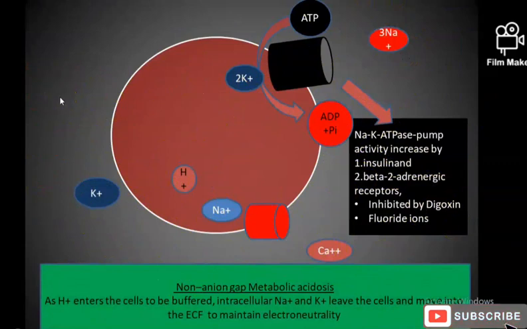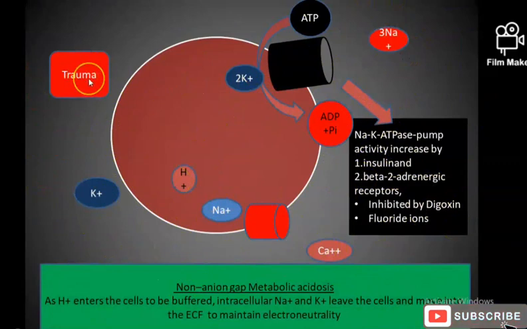So diabetic ketoacidosis can lead to hyperkalemia by two mechanisms. One is due to insulin deficiency, the other is due to hyperglycemia, but not due to the exchange of hydrogen and potassium. The other very important cause of hyperkalemia is trauma.